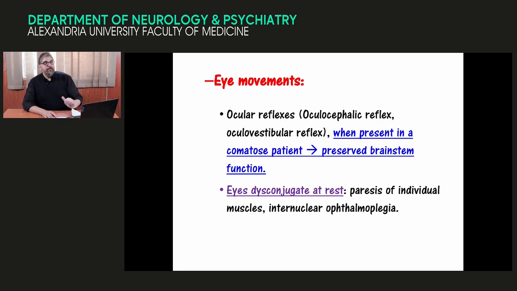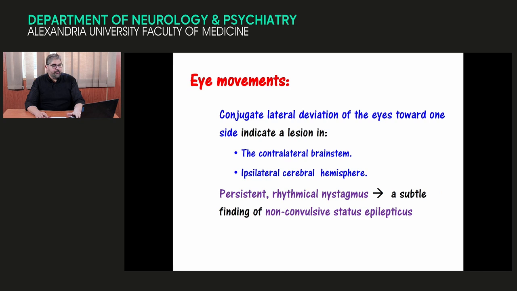Eye movement also may help in guiding you to a structural problem. A patient with preserved ocular reflexes, oculocephalic or vestibulo-ocular, in a comatose patient means that this patient still has preserved brainstem function. Eyes disconjugate at rest means there is some paralysis of certain muscles, either a single muscle or internuclear ophthalmoplegia or whatever, and this applies to comatose as well as conscious patients, of course.